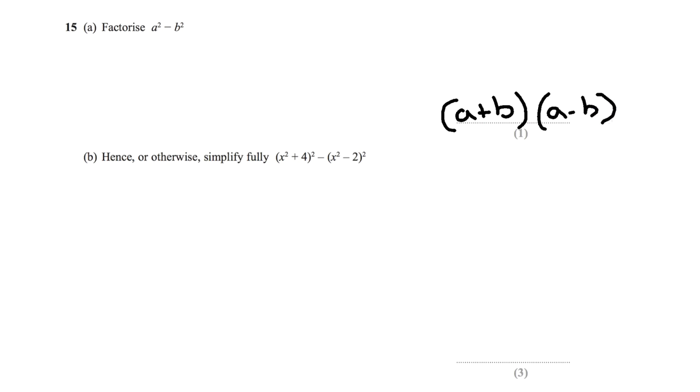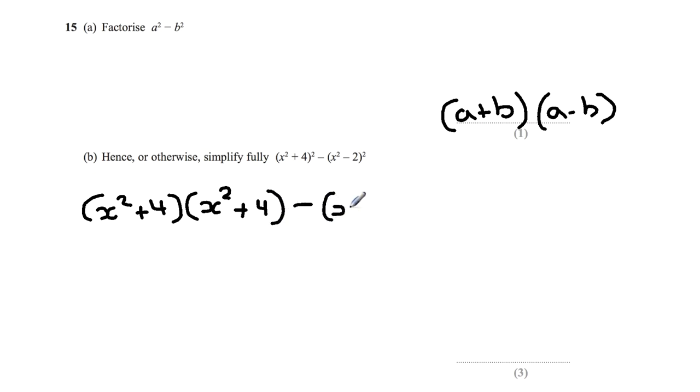15b. Hence, or otherwise, simplify fully (x squared plus 4) raised to the power of 2, minus (x squared minus 2) raised to the power of 2. So the first thing I'm going to do is expand the brackets on the left-hand side. So what we have is (x squared plus 4)(x squared plus 4) minus (x squared minus 2)(x squared minus 2).